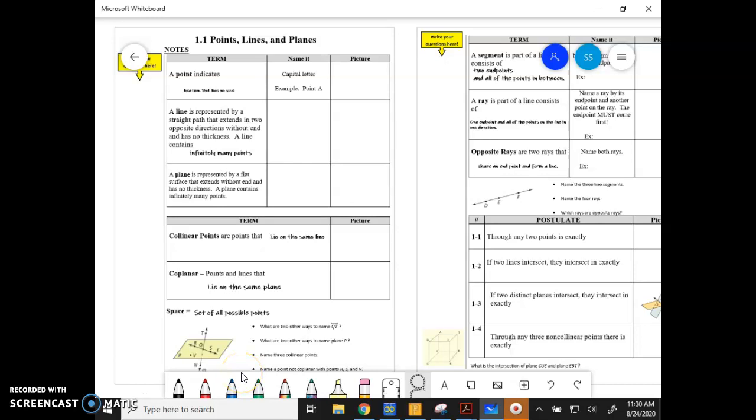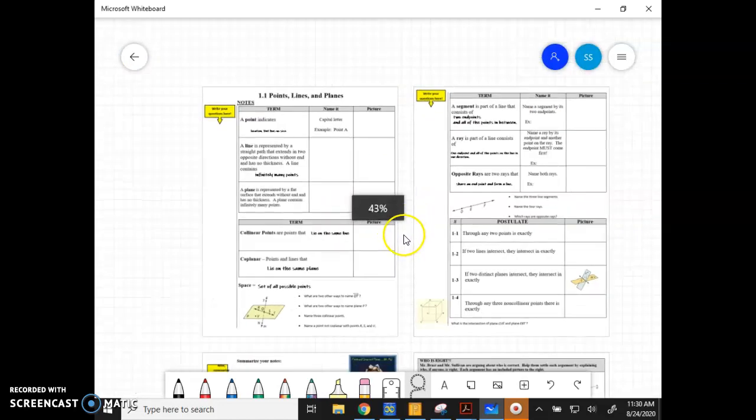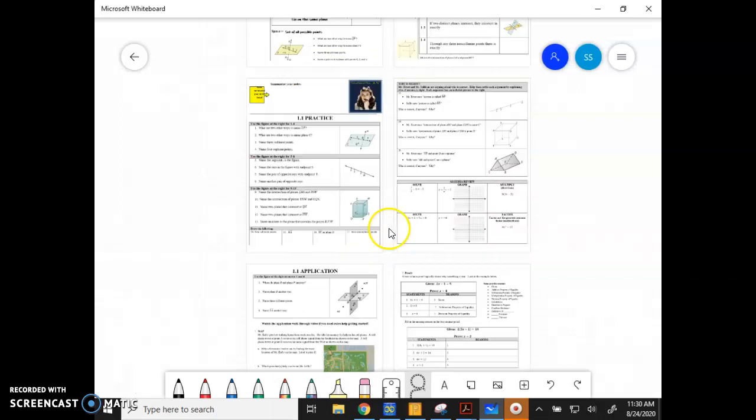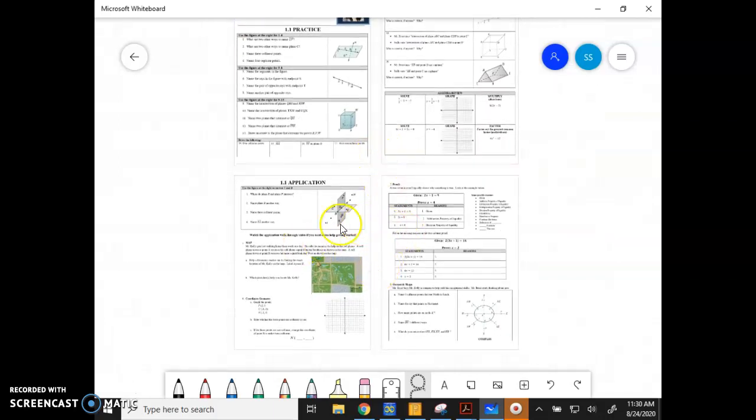Okay, here we go. This is Unit 1, Lesson 1 for Geometry: Points, Lines, and Planes. So this is going to be the look of your math for this year. Typically, I'm going to have a packet for every week, and there's usually 2 pages of notes, a few pages of practice problems, and then some application stuff.